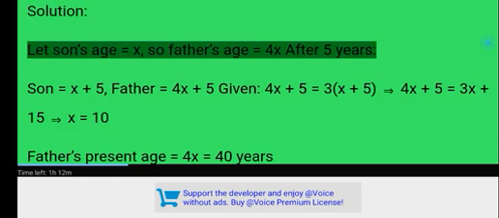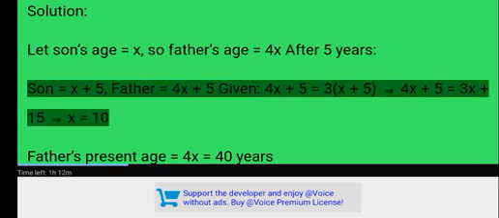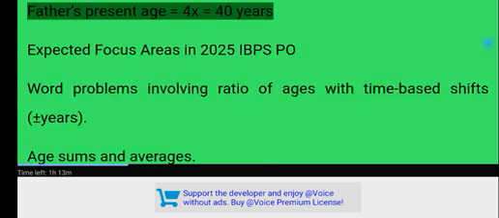Solution. Let the son's age equal x, so the father's age equals 4x. After 5 years, the son equals x plus 5 and the father equals 4x plus 5. Given 4x plus 5 equals 3(x plus 5), so 4x plus 5 equals 3x plus 15, so x equals 10. Father's present age equals 4x equals 40 years.